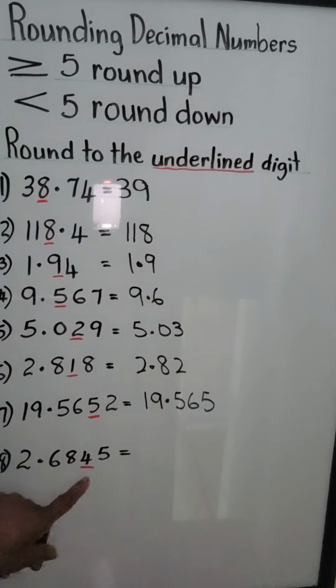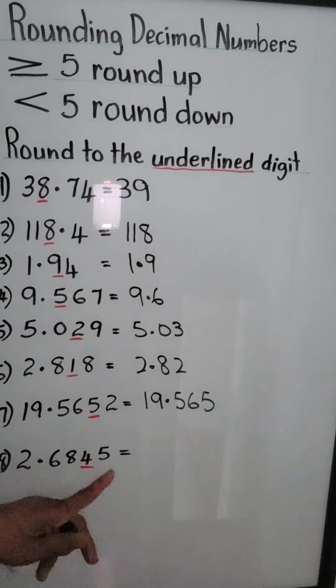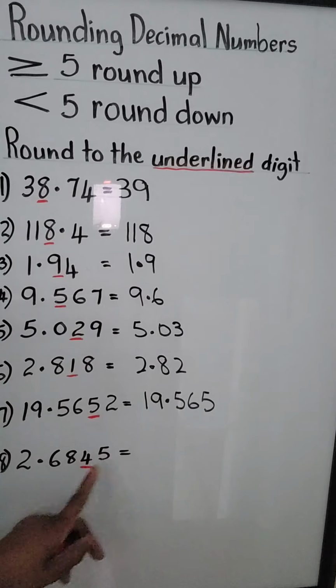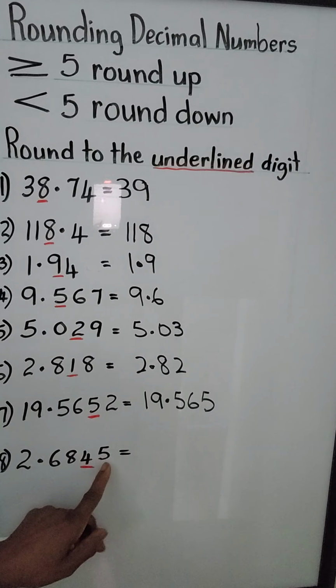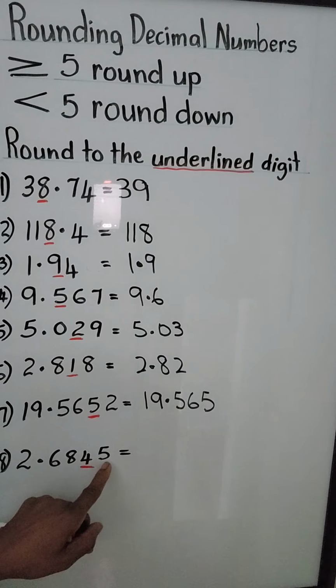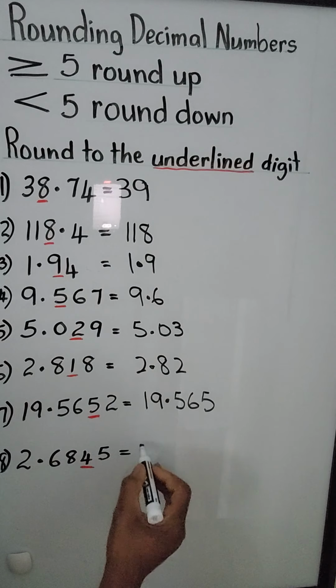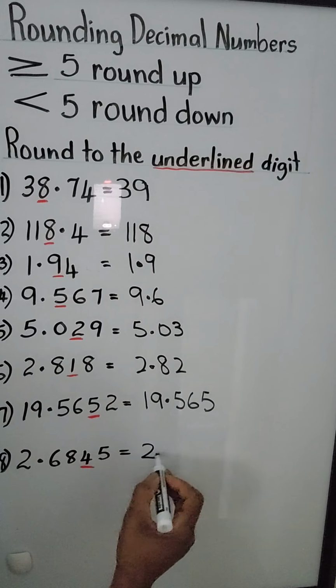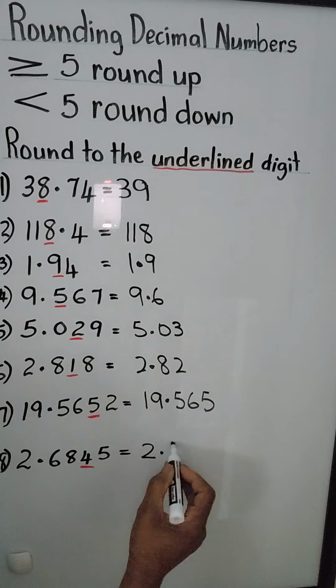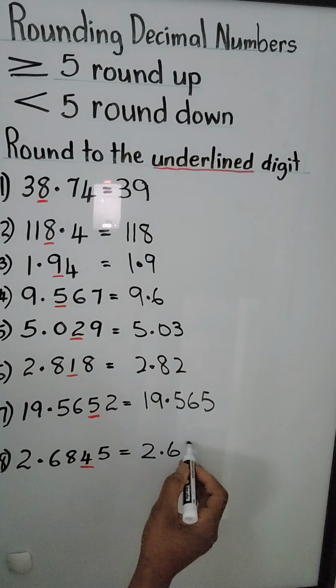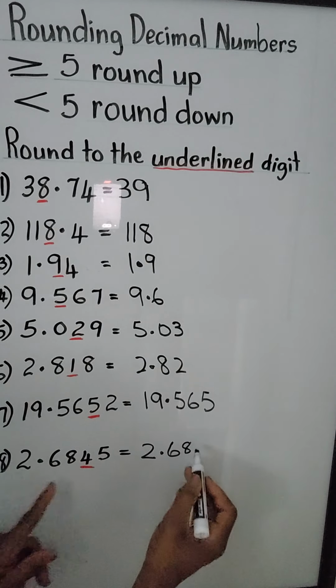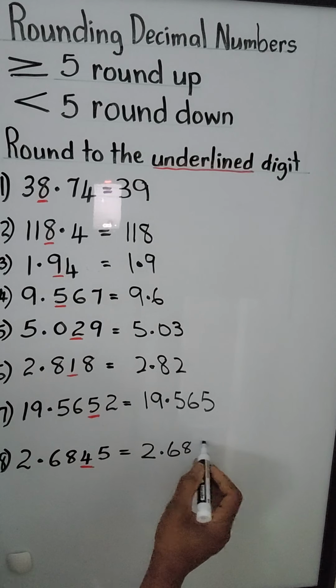And finally, 2.6845 to the nearest thousandth, or 3 places of decimal, so we're going to add 1 because we look at the fourth place and we see it's 5. So our answer here will be 2.685.